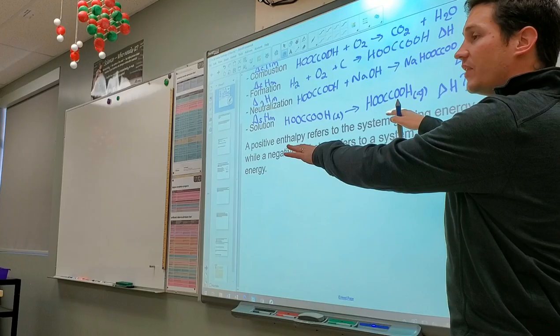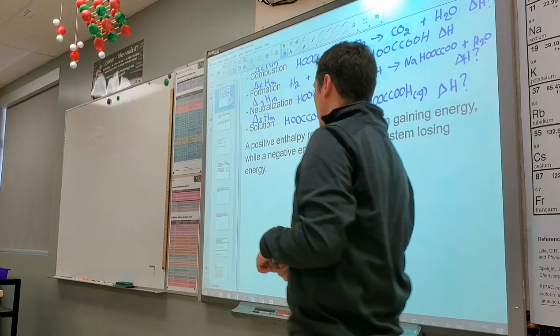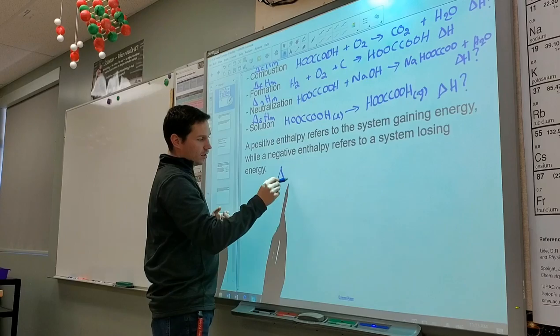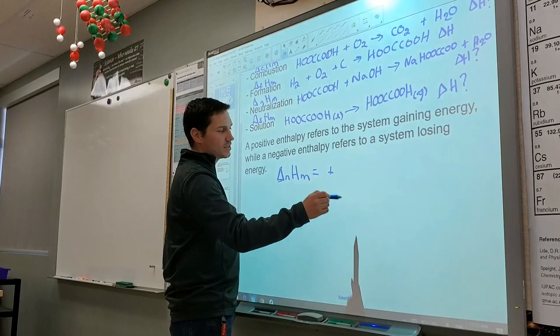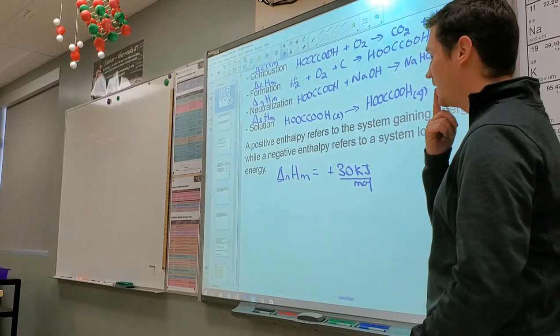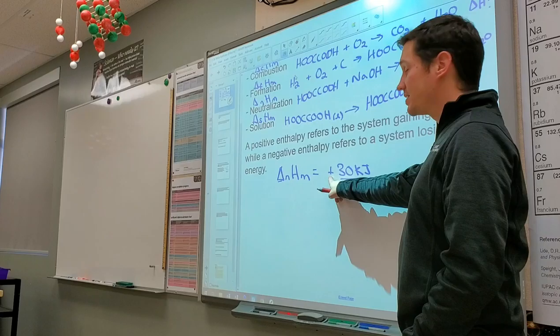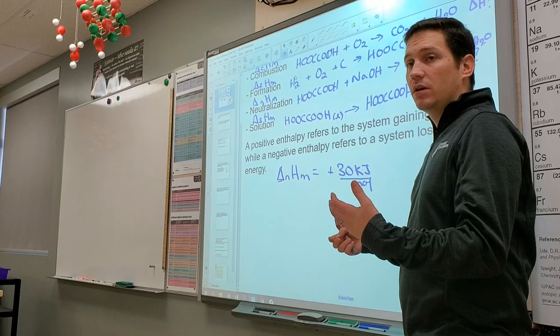Because we're talking about a chemical reaction, a positive enthalpy change refers to this system gaining potential energy, while a negative enthalpy refers to this system losing potential energy, right? So we could say the molar enthalpy of neutralization for something, let's say it's positive 30 per mole. I'm trying to get you to think about something, so just stick with me on this. Is this chemical reaction releasing energy, or is this chemical reaction absorbing energy? Absorbing. It's absorbing energy, it's gaining energy.